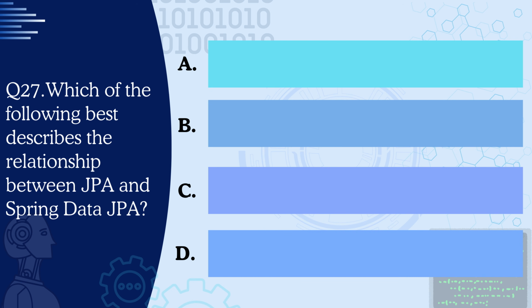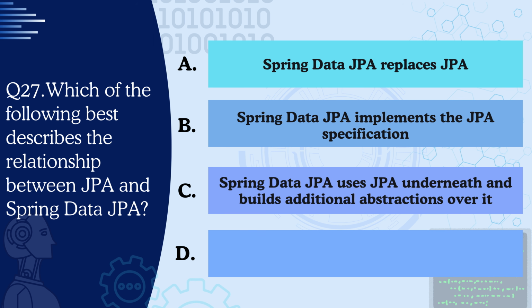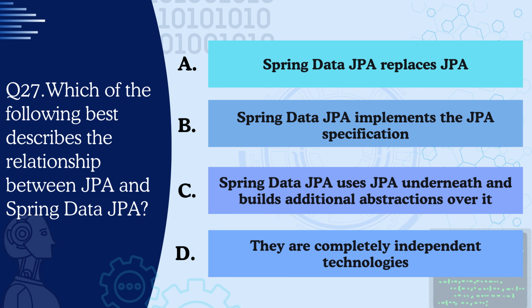Question 27. Which of the following best describes the relationship between JPA and Spring Data JPA? A. Spring Data JPA replaces JPA. B. Spring Data JPA implements the JPA specification. C. Spring Data JPA uses JPA underneath and builds additional abstractions over it. Or D. They are completely independent technologies. So the correct answer is C. Spring Data JPA uses JPA underneath it and builds additional abstractions over it.